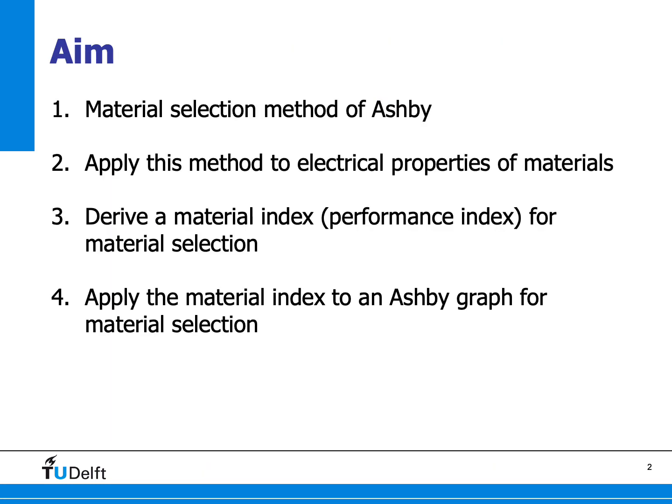The aim of this lecture is fourfold. Firstly, we are going to look into the material selection method that was developed by Professor Ashby, Emeritus Professor from Cambridge University. Secondly, we will apply this method to electrical properties of materials. Thirdly, we'll derive a material index, also called a performance index, for the material selection. And fourth, we apply the material index to an Ashby graph for the material selection.